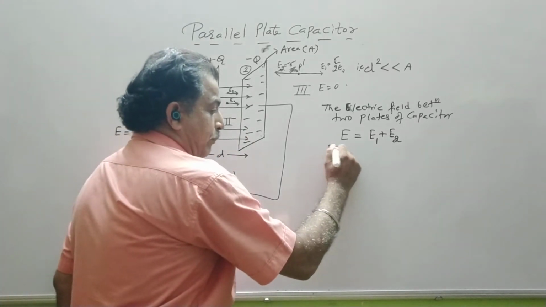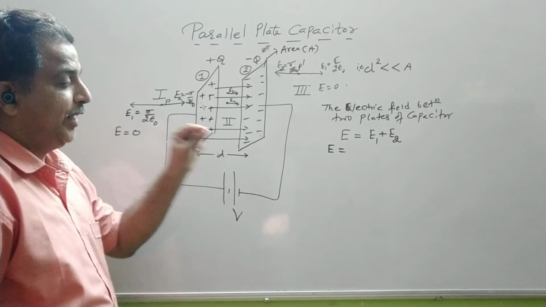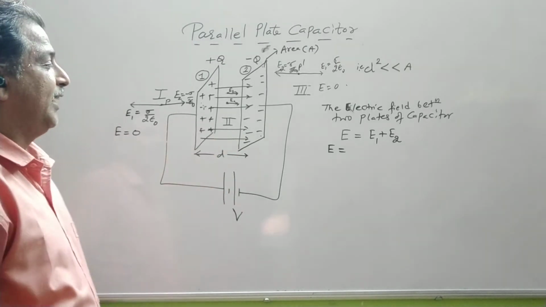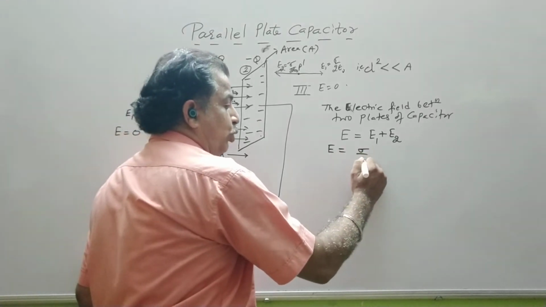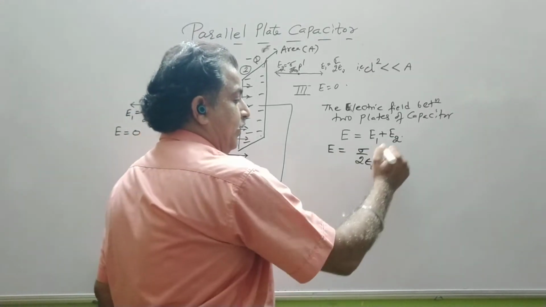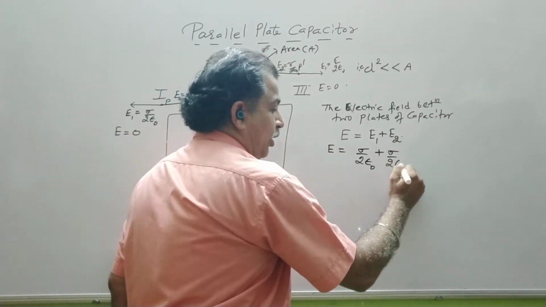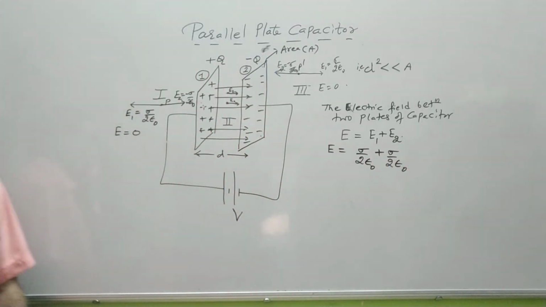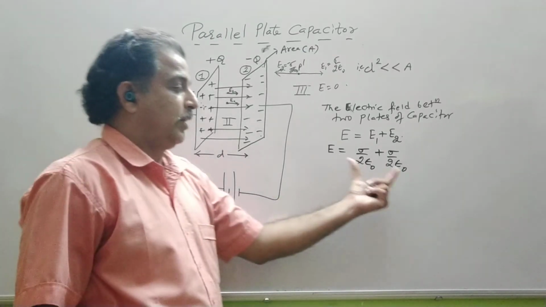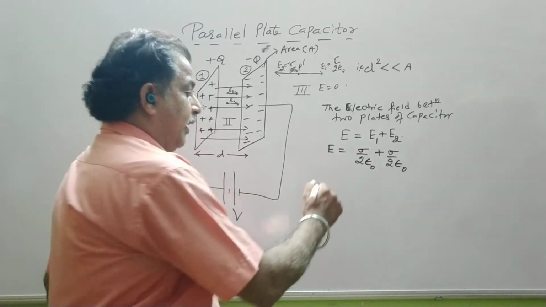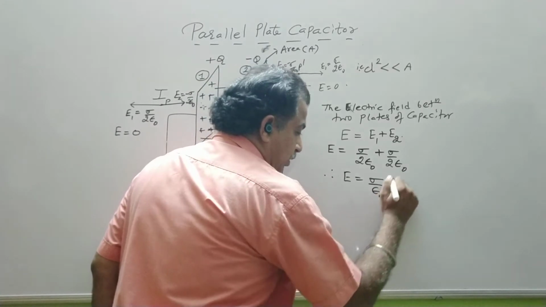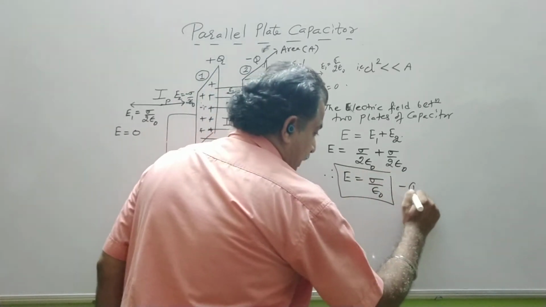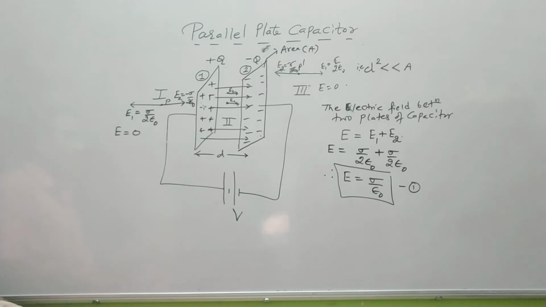Now from the application of Gauss law, we have derived that the electric field intensity due to one plate is sigma upon 2 epsilon naught. Similarly, for this plate it is sigma upon 2 epsilon naught. Here both the fields are in the same direction, so we are doing the summation of both fields, and therefore the electric field intensity between the two plates of the capacitor comes out to be sigma upon epsilon naught.